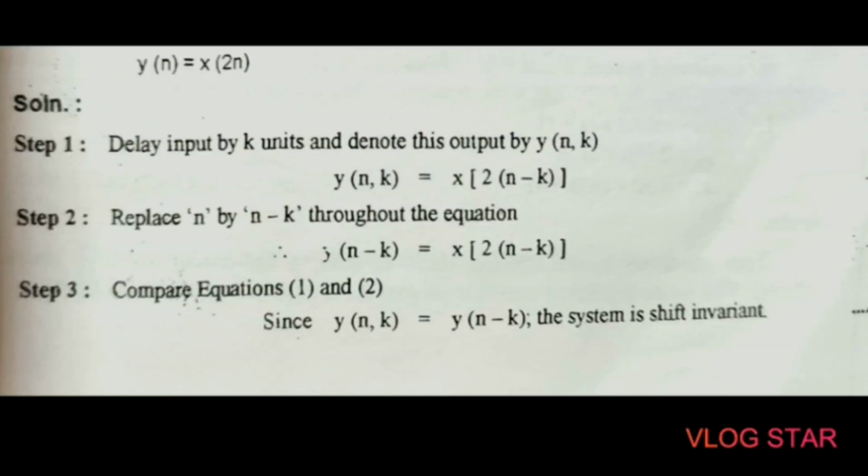Next, y of n is equal to x of 2n. Again delay input by k units and denote this output by y of n comma k. So y of n comma k becomes x of 2 into n minus k. Replace the value of n by n minus k. We have done here. In second step, replace again n by n minus k throughout the equation, but here only x of 2n is present. No more n value is present.